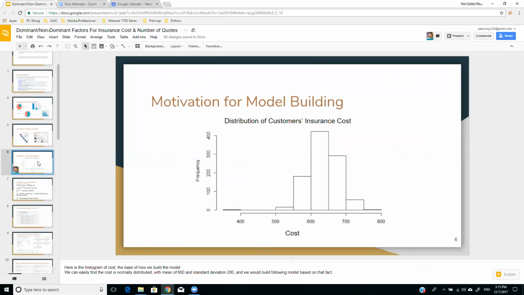We can find the distribution of customers' insurance costs is a normal distribution with a mean of 615 and a standard deviation of 200. So we will build our model based on the fact that it's normally distributed. We welcome Melanie to tell how we build the model.